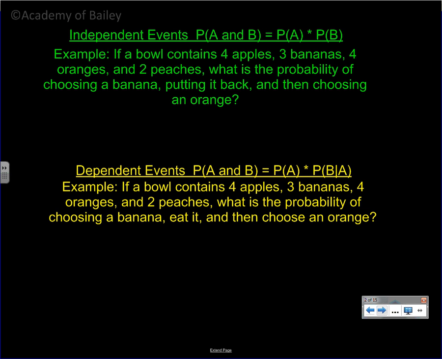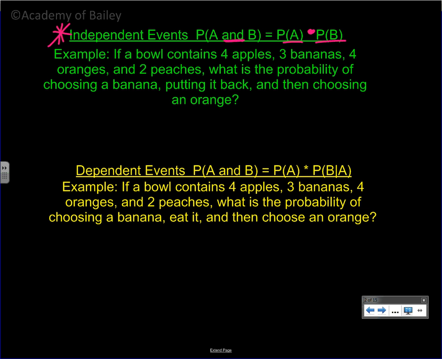Let's look here. We have four types, two types on this screen. The first one is independent events. And here's the formula. The keyword is the probability of event A happening and event B happening. So we're trying to find the probability that both events will happen. What you do is you take the probability of the first event and you multiply it by the probability of the second event.